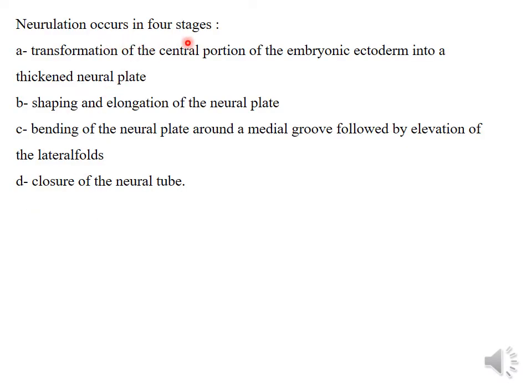Neurulation takes place in four stages. First, the central portion of the embryonic ectoderm is transformed into a thickened neural plate. Then, this neural plate undergoes shaping and elongation. Then, bending of the neural plate around a medial groove is followed by elevation of the lateral folds. Then these lateral folds meet together and fuse in the midline, closing the plate and changing it into the neural tube.